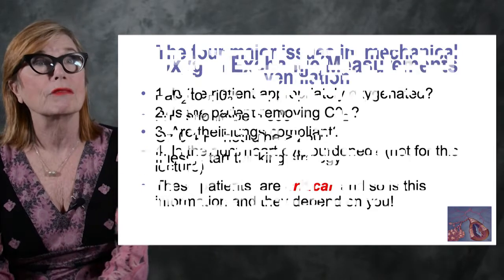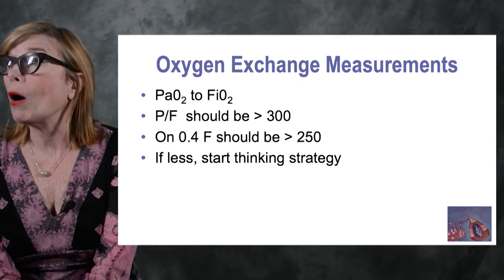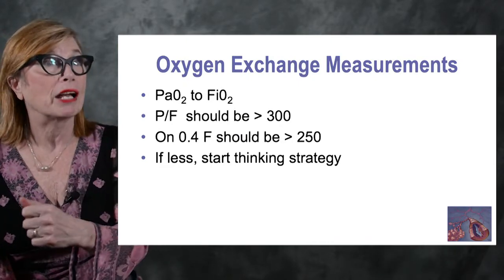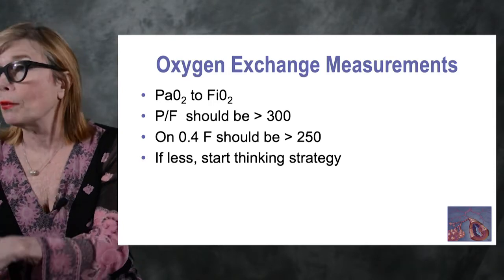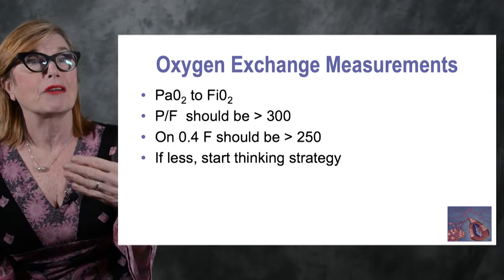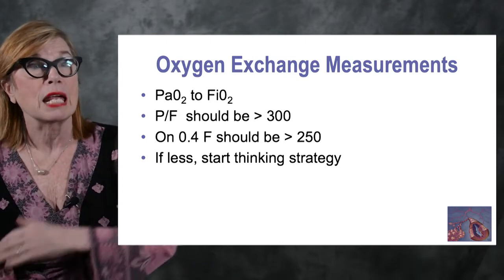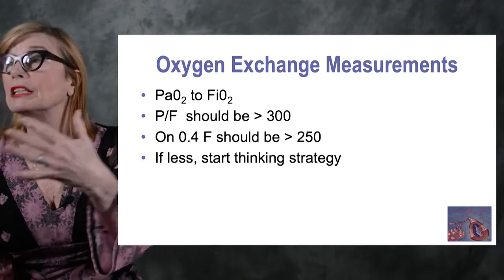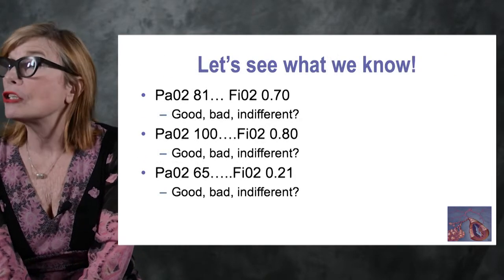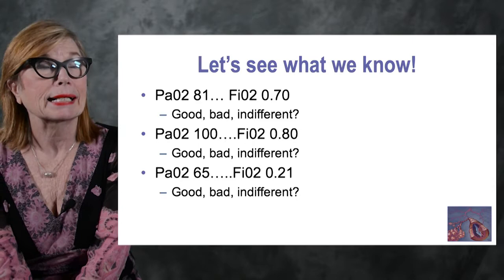So just to review, remember what P to F is. P to F is PaO2 divided by FiO2 in the decimal, and it should always be greater than 300. If you're on 40% or greater FiO2, it should be greater than 250. Now we're adding in PEEP and we start thinking about strategies. So I wanted to just ask three basic examples.